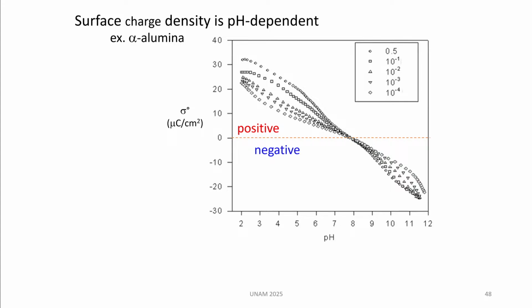And indeed, these are some experimental data obtained on alumina. The values of the surface charges are not the same depending on the overall ionic strength of the solution, but they have a common intersection here corresponding to zero charge. That's the PZC. It's close to 7, so we can say at neutral pH, the charge on alumina will be almost 0.